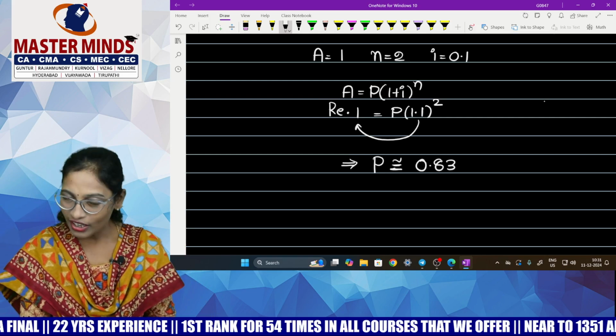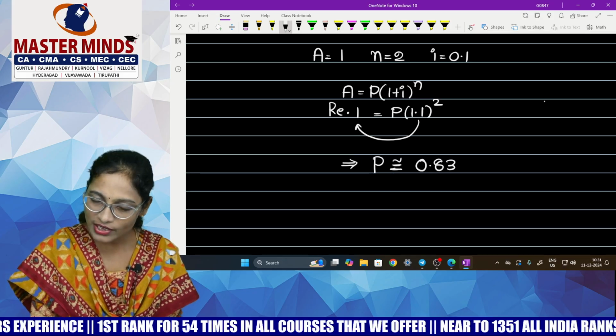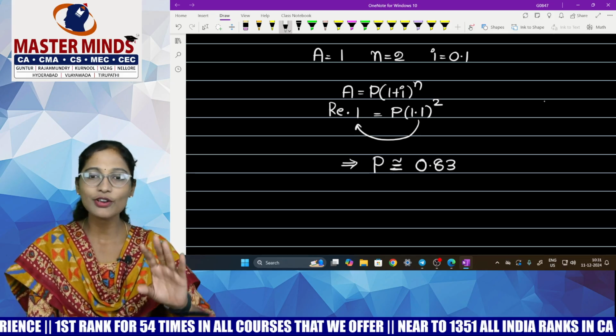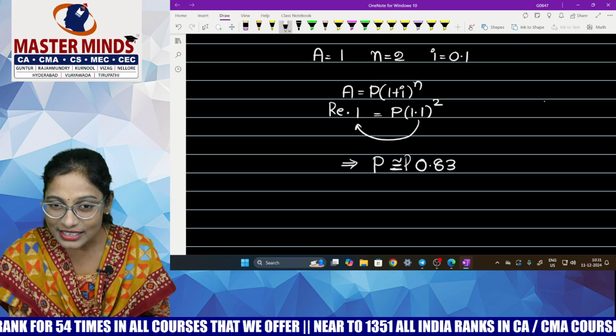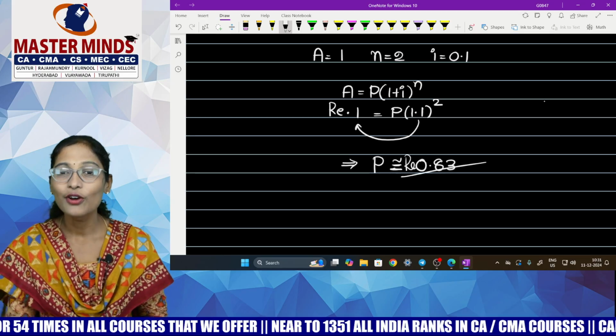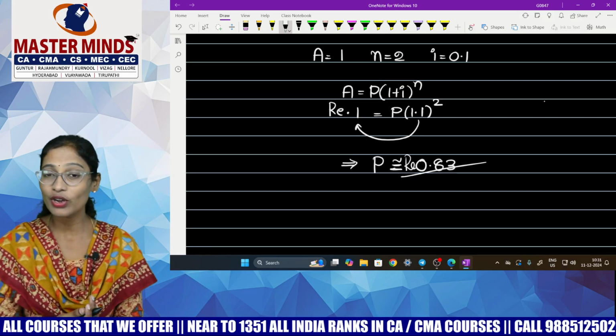Now tell me, 1.1 whole square is 1.21, guys. If this one comes to the left side, inverse, divided by equals to 0.826. That is multiplied by what? 1 rupee. So what will your answer units be? Rupees. Got it, madam? Suppose I convert the units into paise.